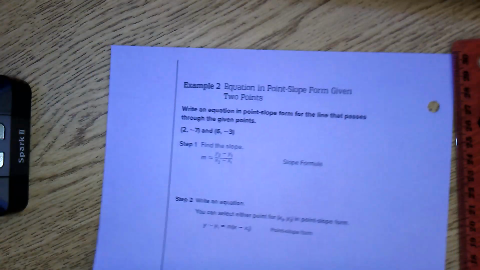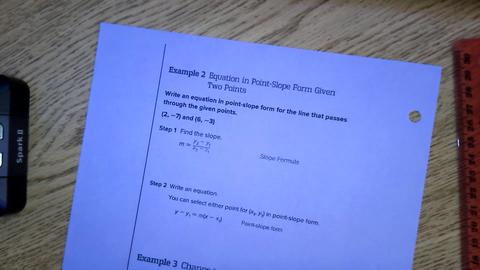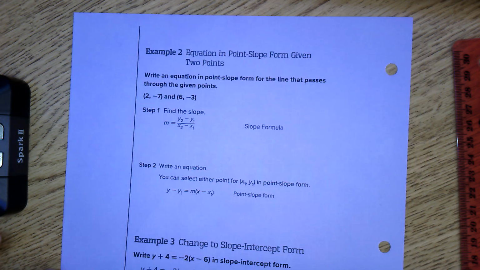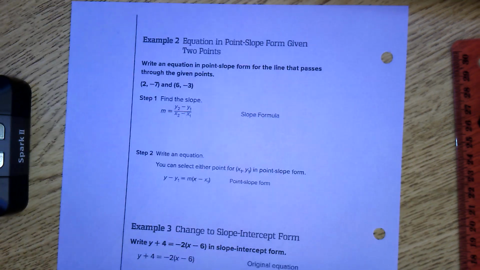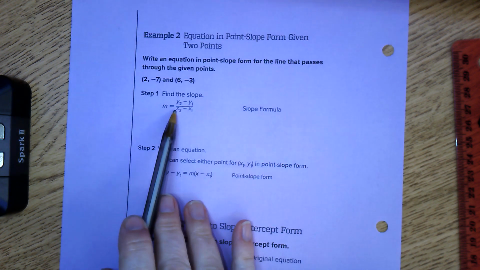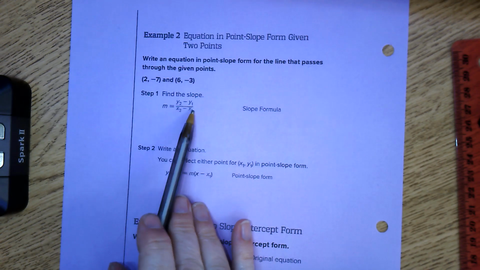Let's flip this over. So, equations in point-slope form given 2 points. Alright, let's say we're given 2 points, but we want it in point-slope form. Well, what are we missing? We're missing the slope part of the point-slope form. So, we have worked on this though. We know if we're given 2 points, we can find slope. We have a slope formula. Change of y over the change of x.